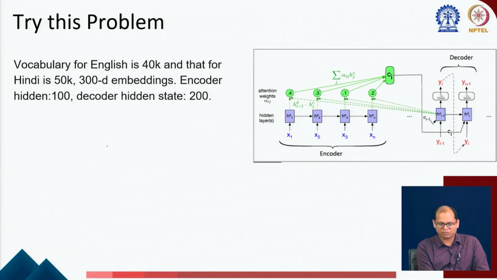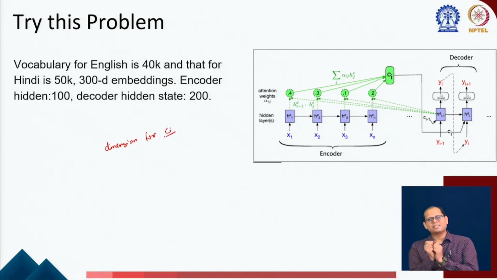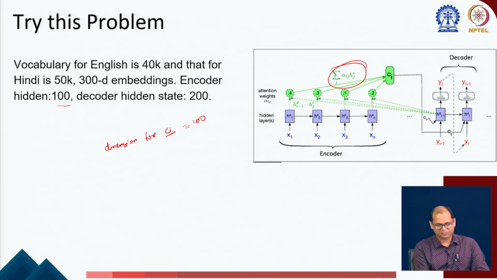First of all, what is the dimension of the context vector? c_i is nothing but a weighted average of all the encoder hidden states. That means it has the same dimension as the encoder hidden state, so the dimension of c_i is 100. It is going to give input to the hidden vector, so it has to be projected to the decoder hidden dimension, that is 200. So I need to multiply it with a matrix, say W, you can call it the attention matrix, that will take this context vector and add it to other things.